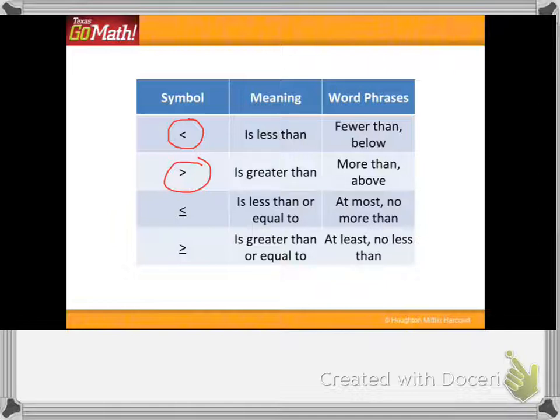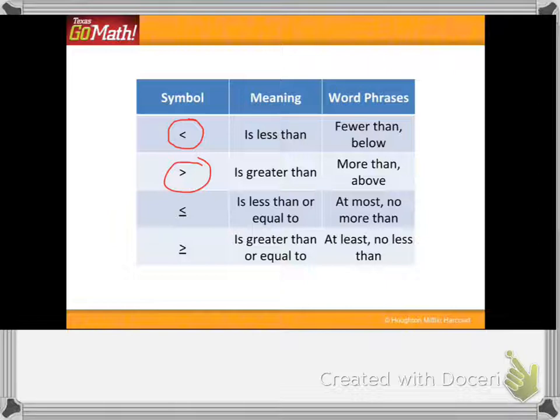In elementary school, you might have been taught a trick such as the alligator eats the larger number, or Pac-Man eats the larger number, something along those lines. And so then what happens is you don't understand what the symbol itself means or how to read those symbols. And that can be complicated for us for the next unit for when you are graphing your inequality symbols.